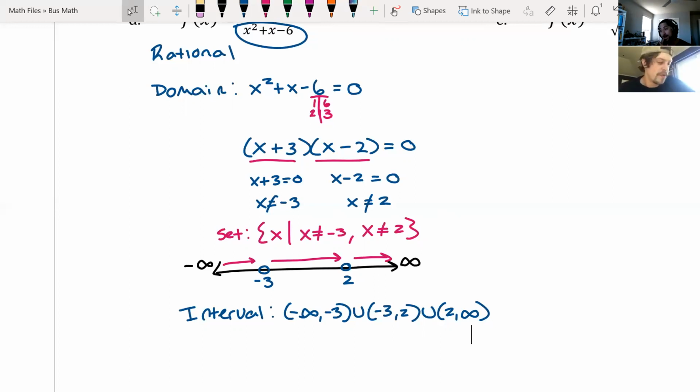Is it typical for rational functions to give you specific numbers that you can't use, and then roots to give you greater than, equal to, and so forth? Yes, rationals will give you numbers you can't use. And then roots, like radicals, will tell you whether you're going to be greater than or less than a number. Okay, cool.